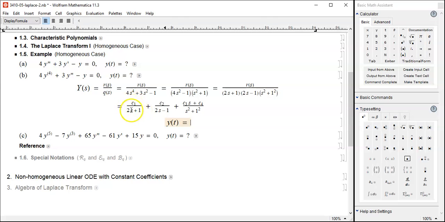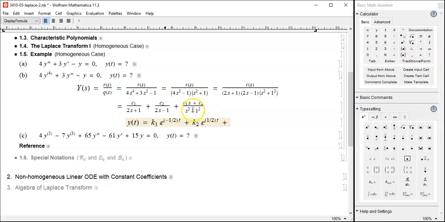What's the first one? The denominator hits 0 at s equal negative 1/2, right? So some constant k1 e to the what power? Negative 1/2 t. Did I do this right? This time, the denominator hits 0 at what? Positive 1/2 t.